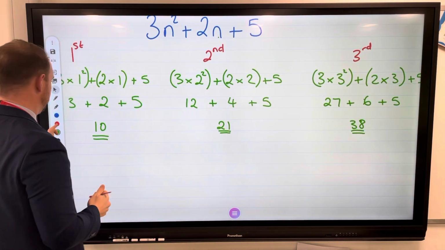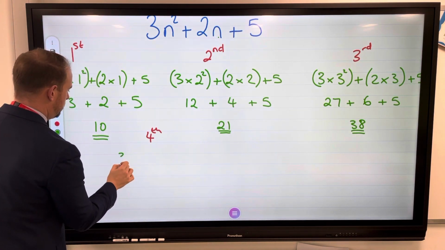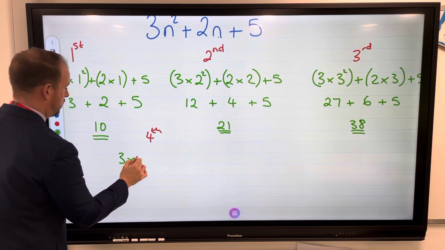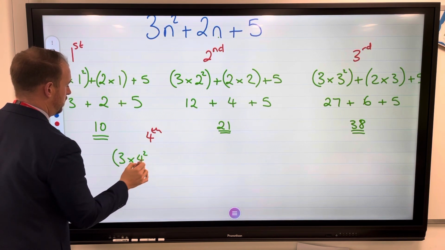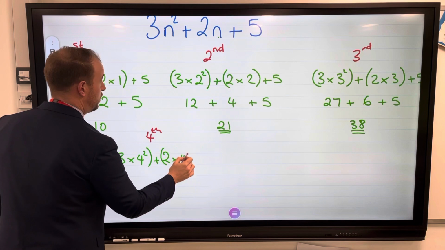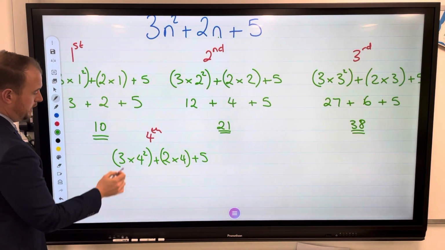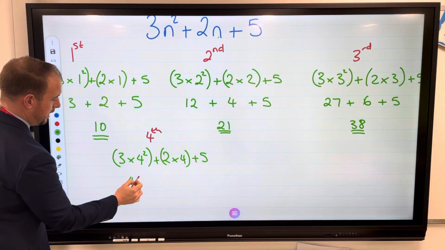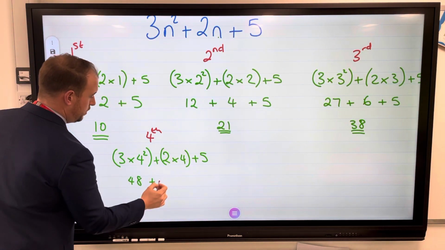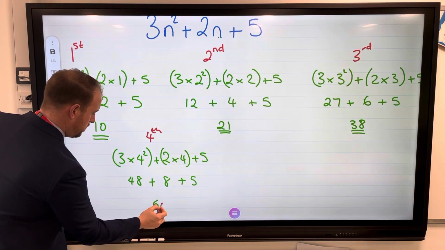So fourth term, let's go down here. 3 lots of 4 squared plus 2 lots of 4 plus 5. 4 squared is 16, 3 times 16 is 48, 2 times 4 is 8, and then add 5. And it's like 61.